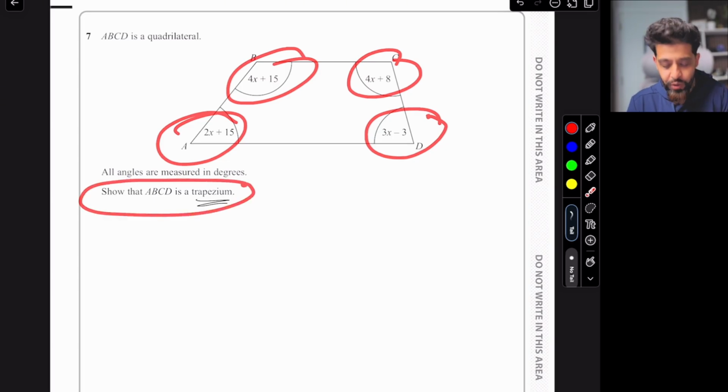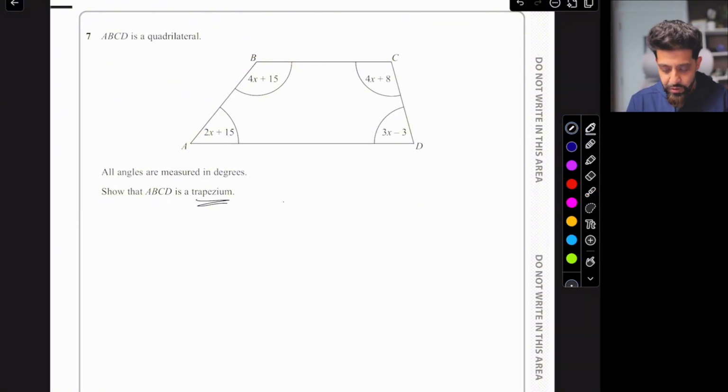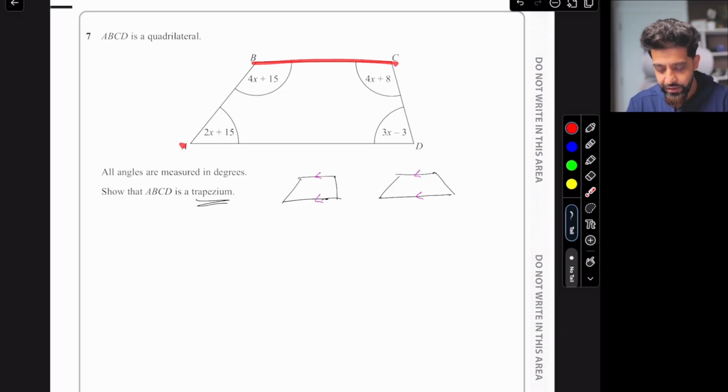But more importantly, you have to show it's a trapezium, because quadrilaterals can be trapeziums, they can be rectangles, squares, kites, rhombuses, all sorts. So we have to prove trapezium. The most important thing to understand about trapezium is there are two types of trapeziums, like this or like that. But what do they have in common? The fact that they have two lines which are parallel. That's it. So we have to just prove that this line is parallel to this line.